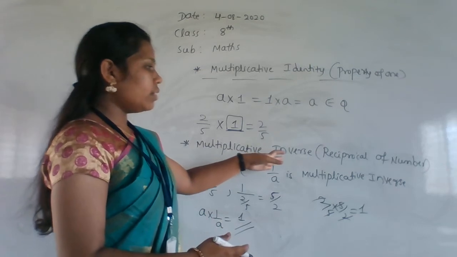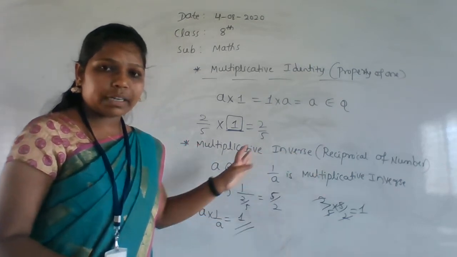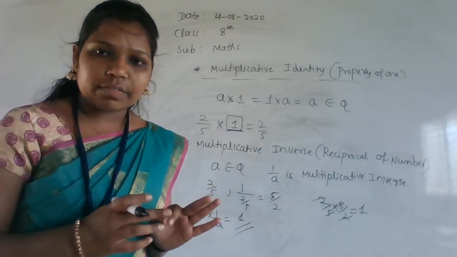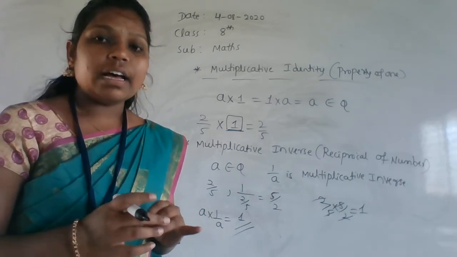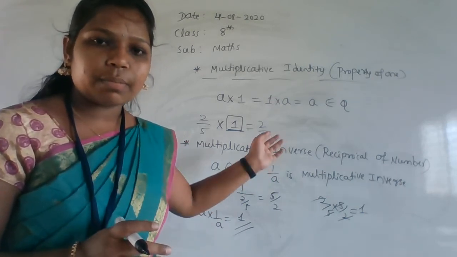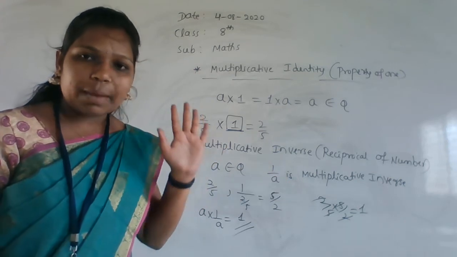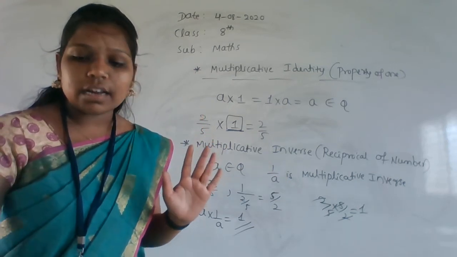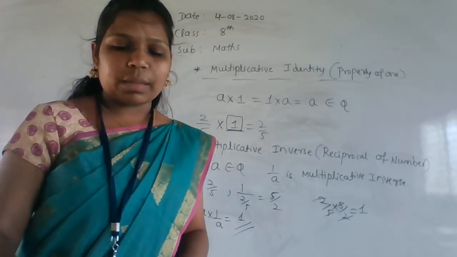So, multiplicative inverse, I hope everyone understood these properties. The first one is the closure property, the second is the commutative, after that associative, next the multiplicative identity, and next the multiplicative inverse. So there are 5 properties of multiplication. I hope everyone understood all the properties.